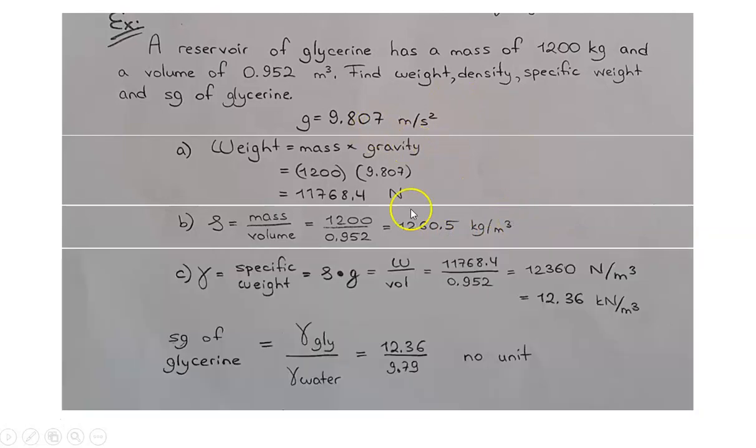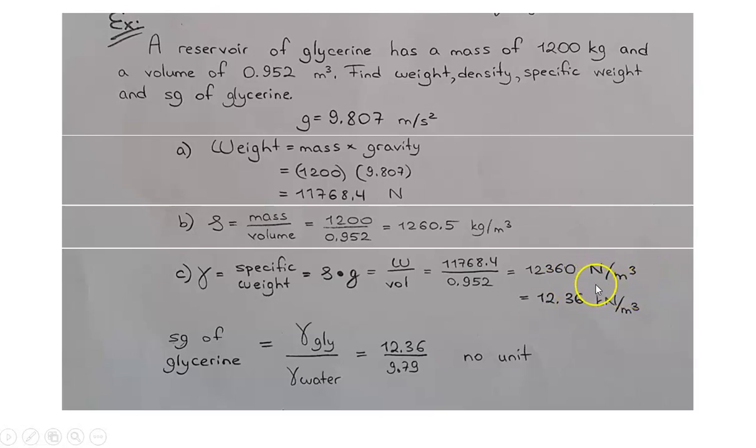Then we were asked to find the specific weight, which is going to be equal to the mass density multiplied by acceleration due to gravity. And this would also be equal to the weight divided by volume. We know the weight already to be 11,768.4. We calculated that. And we also know the volume to be 0.952. If we carry out simple arithmetic operations here, you would obtain a specific weight of 12,360 newtons per cubic meter.